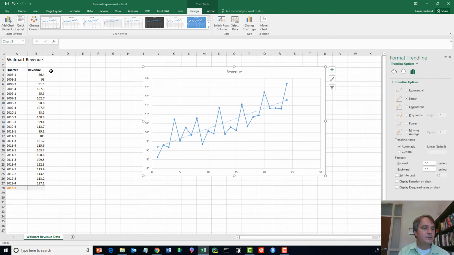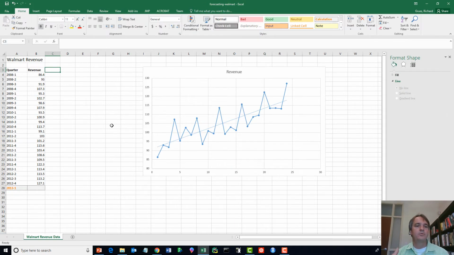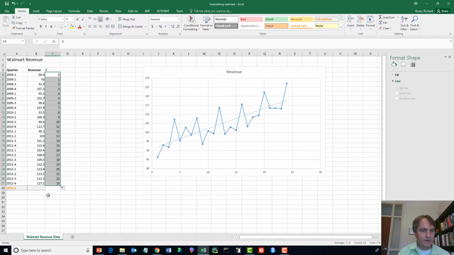What we need to do is create our time periods. This is going to be our t, and we're going to start the numbering at 0, 1, 2, 3, and then we'll have Excel finish that numbering all the way down. This number will be our independent variable. You see, these were put in here on the x-axis automatically. So this will be our x and this will be our y. We're going to try to predict revenue based only on time.